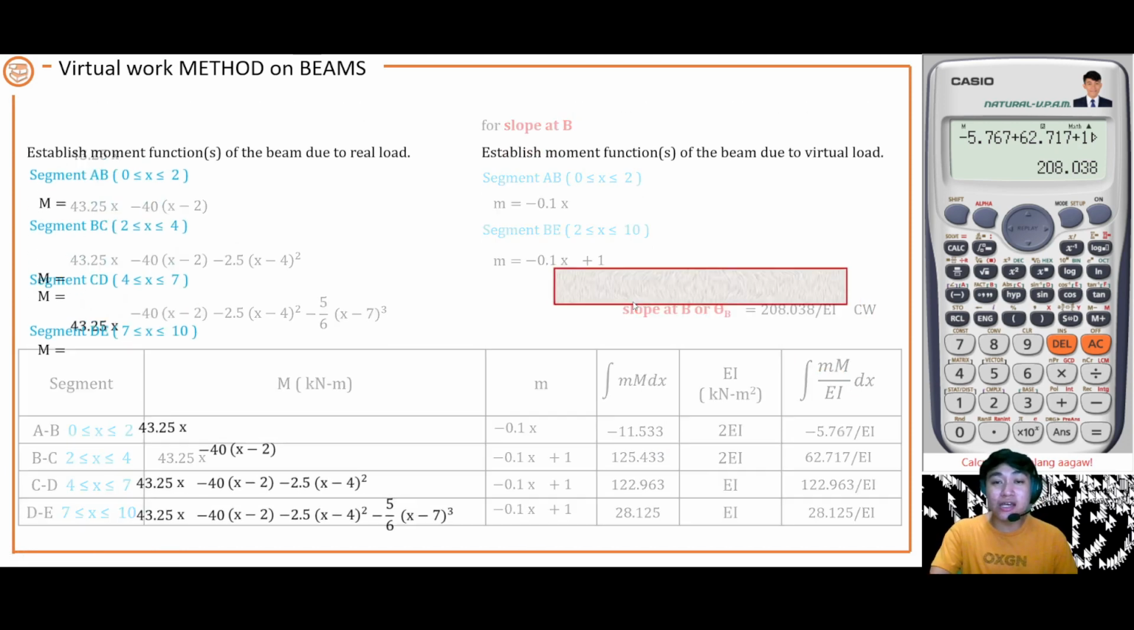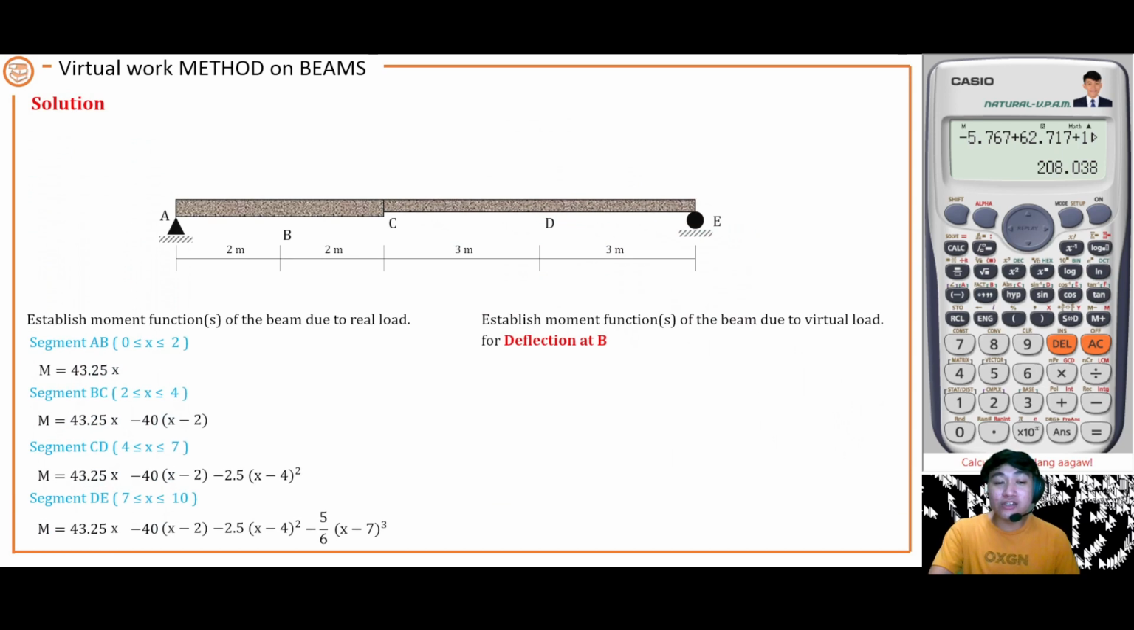So the next question here is the deflection at B. For the deflection at B, the first thing to do is to establish the moment functions due to the load. However, this is the best thing here in the virtual work method: you don't have to repeat step 1. If you already have the moment functions of each segment, you don't have to repeat this, since you can use it on your entire calculations. If it is deflection or slope, you can always use step number 1.